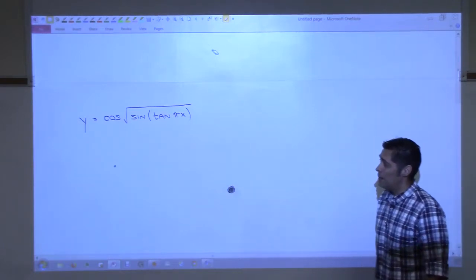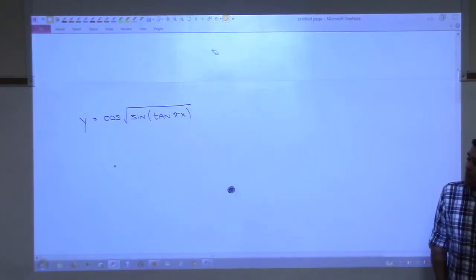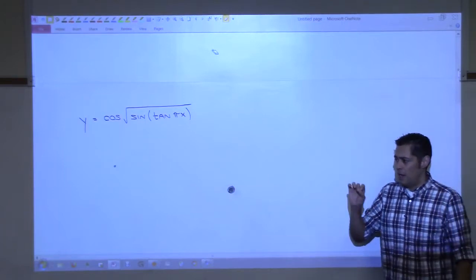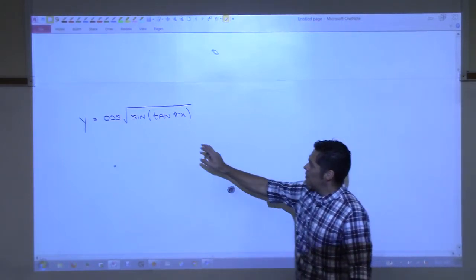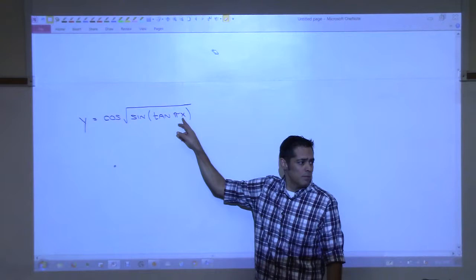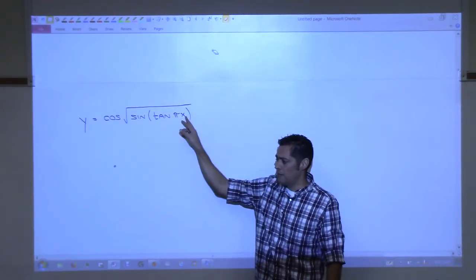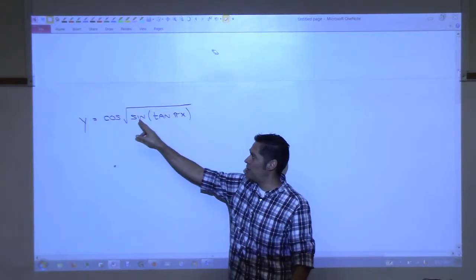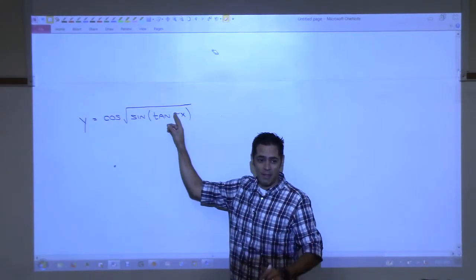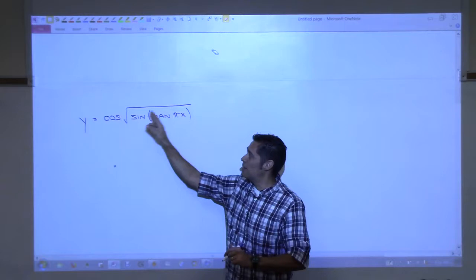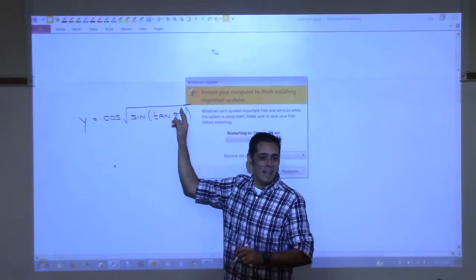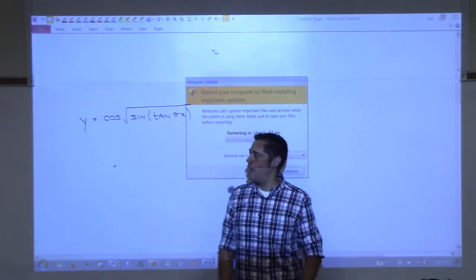Okay, so let's try and think about this. If you plugged in a value for x right now, it would go right here. First thing you would do is multiply it times pi, right? Then you would take tangent of that. Then you would take sine of that. Then you would take the square root of that. And then you would take cosine of that, right?